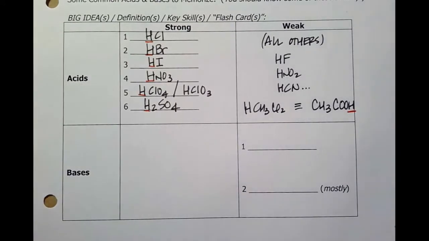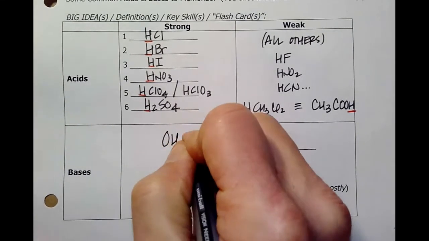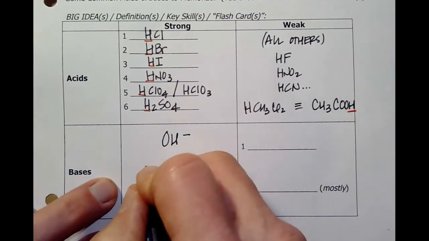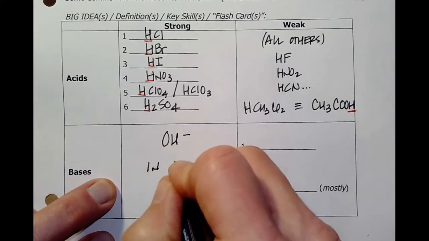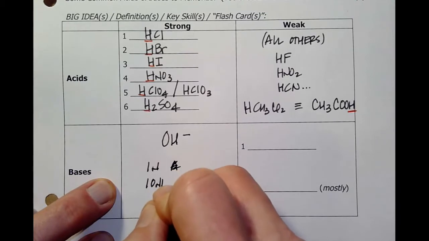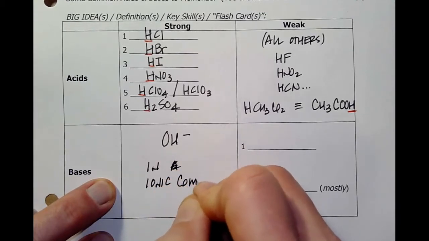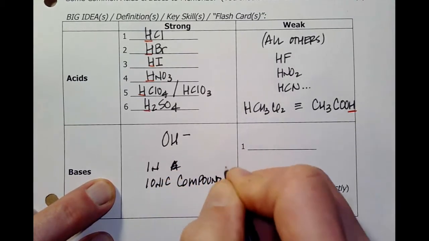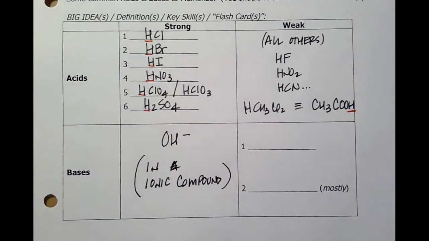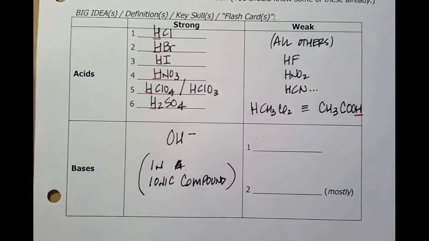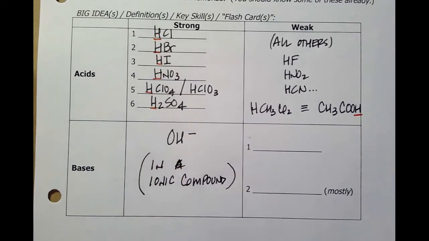Strong bases contain hydroxide. So that's in an ionic compound: sodium hydroxide, magnesium hydroxide, aluminum hydroxide. I know that's a strong base. It sort of directly donates OH minus to the water.